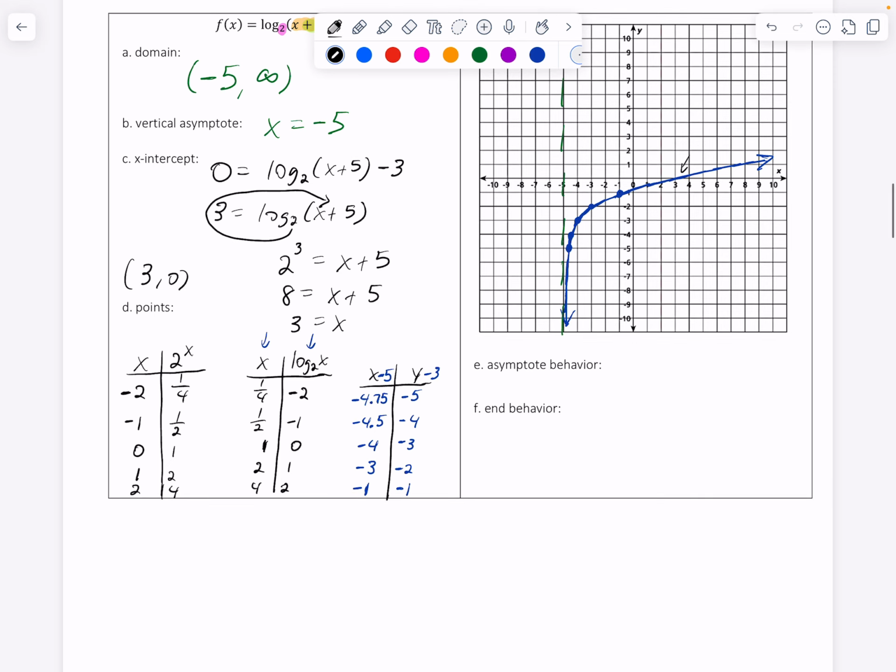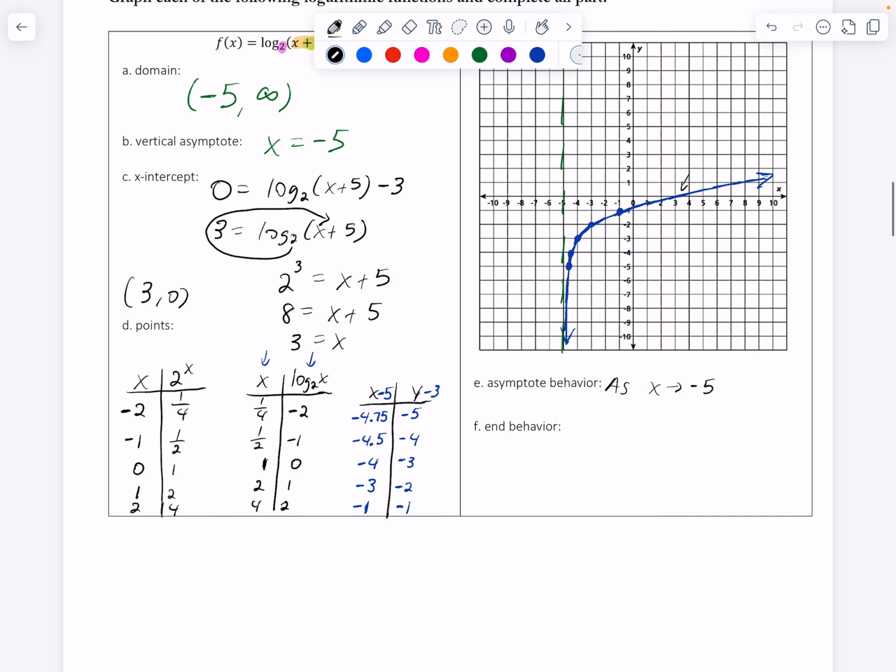All right, the asymptote behavior. So this is as x approaches -5. What's happening to the function? The function is approaching negative infinity. Okay. And the end behavior is as x approaches infinity. So moving to the right forever, the function is approaching infinity.